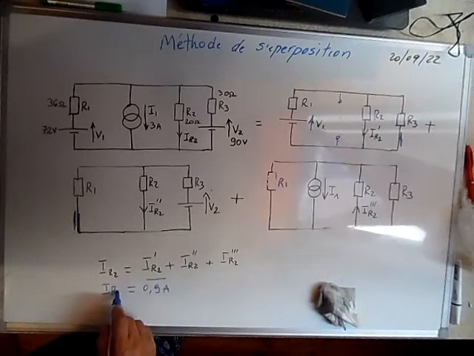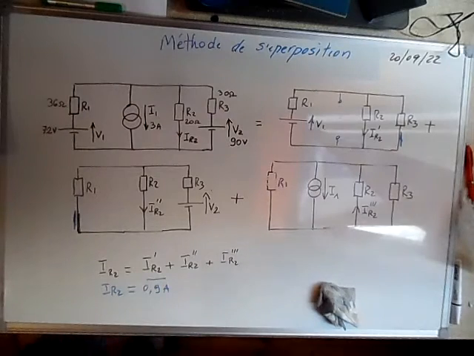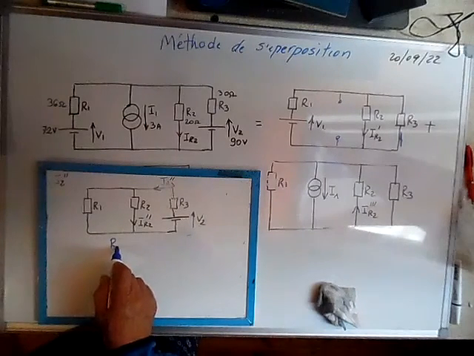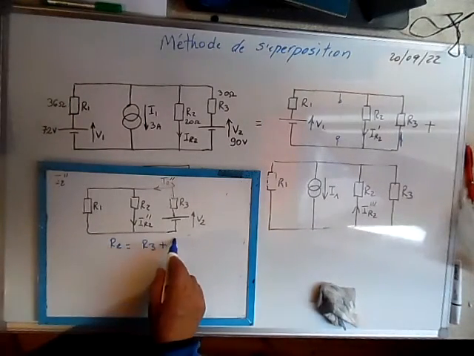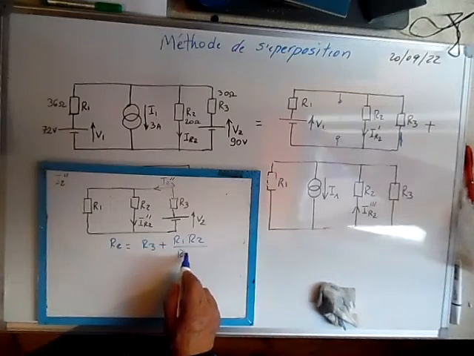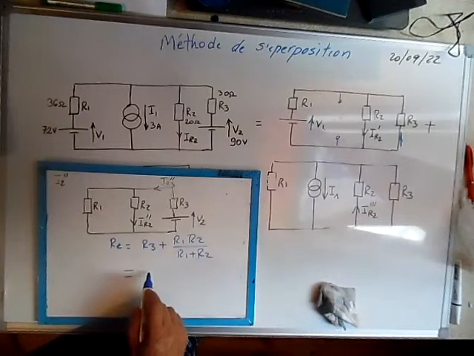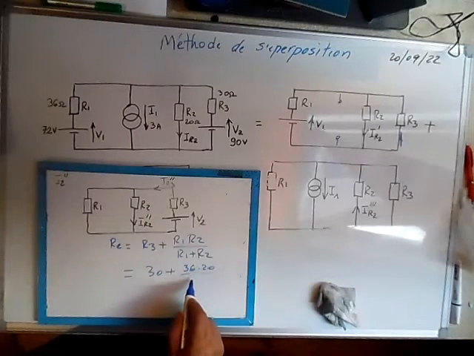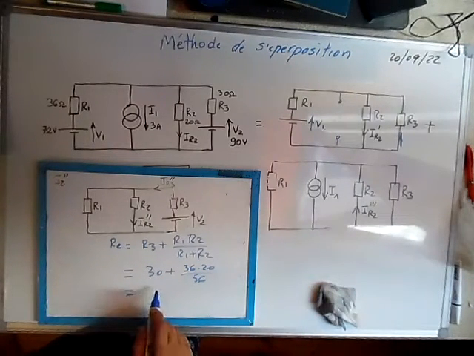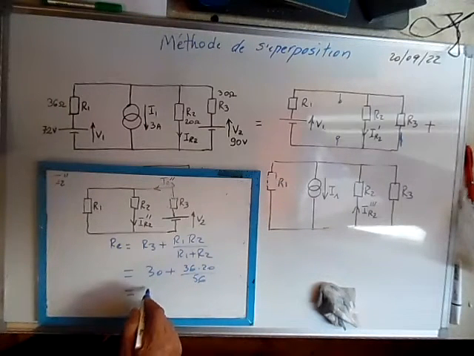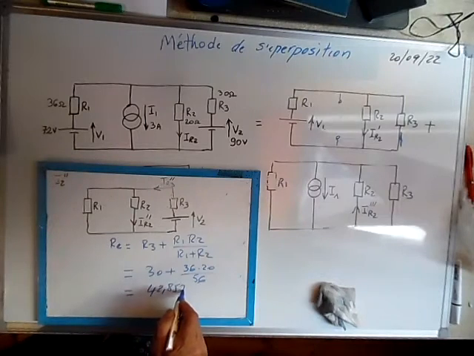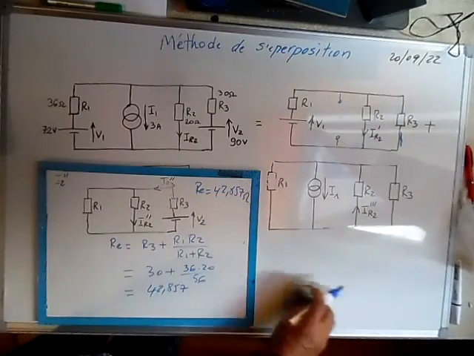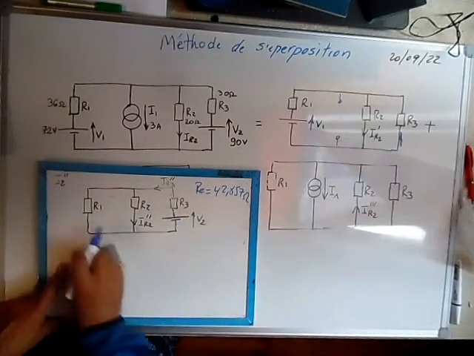So we can write here that it's 0.9 amps. This is IR2 prime. Now we go to the second circuit, which is here. Same thing, we calculate the equivalent resistance, which is R3 plus R1 times R2 over R1 plus R2. And this is R3, 30, plus R1, 36, times 20 over 56. And this gives about 42.857 ohms.